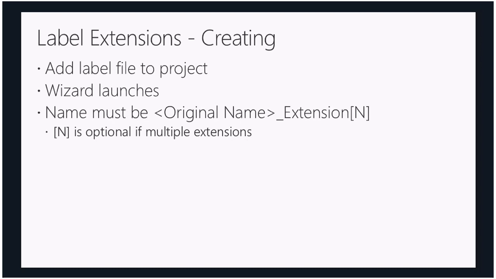To build an extension on an existing label file, you just need to use the naming convention of original name _extension. It is possible to have multiple extensions on a label file. In this case, you can append an integer to the extension string, such as extension 1, extension 2, etc. This wizard will also allow you to add new languages.